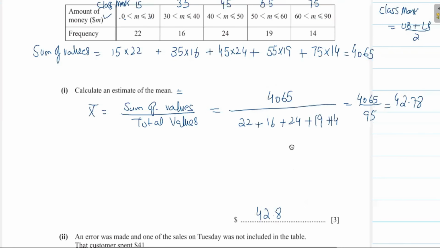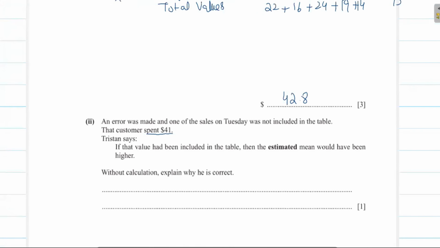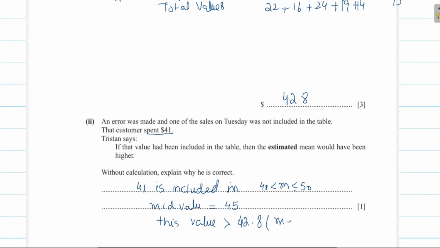When we add it in the table, you see here the middle value of 40 to 50 is 45. Now we write it as 41 is included in the interval 40 to 50. The mid value will be equal to 45, and this value is greater than the 42.8 mean value. Therefore, the estimated mean for the new value will be greater.